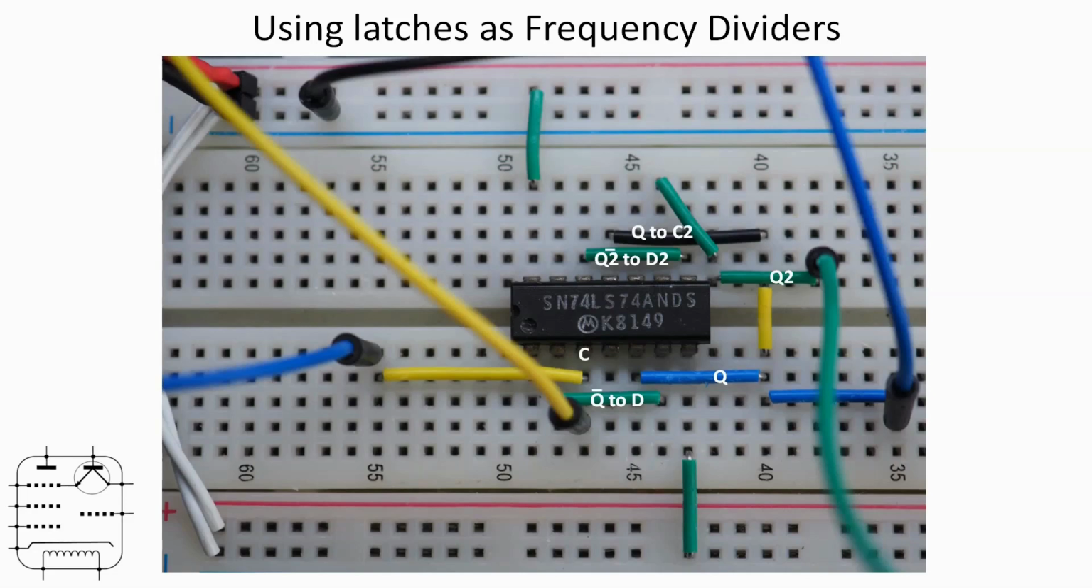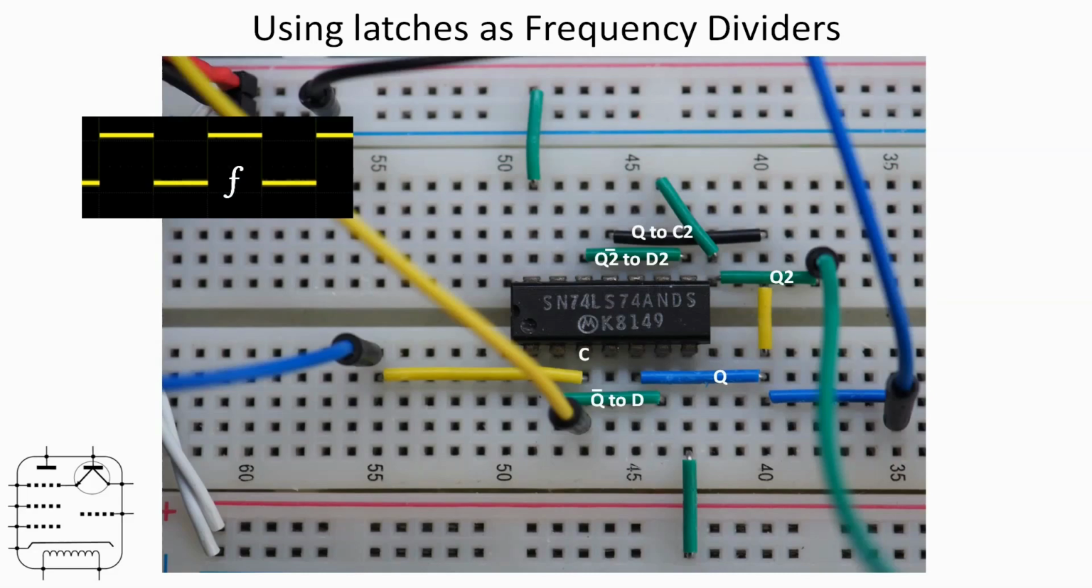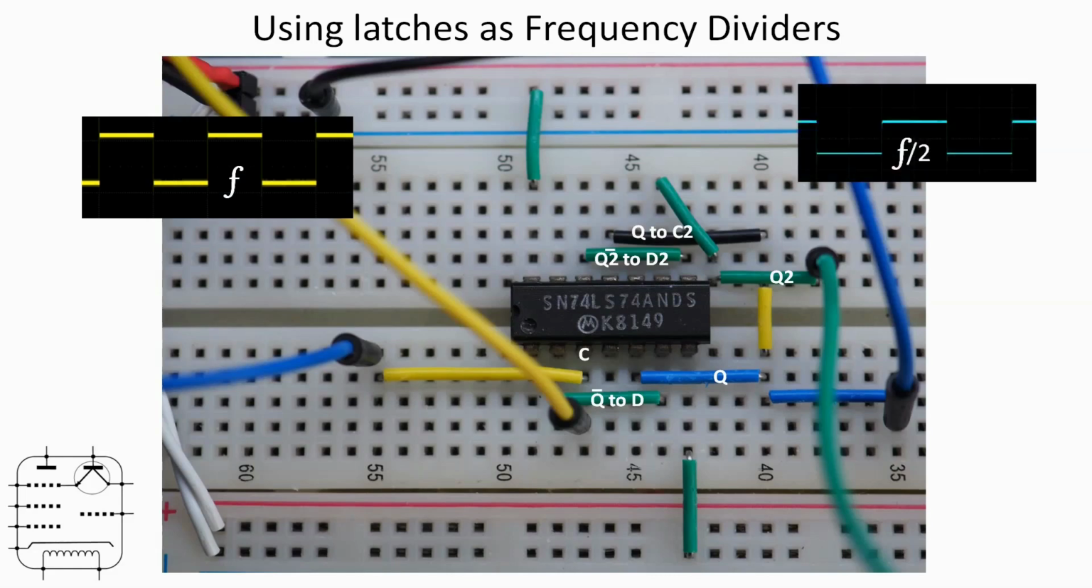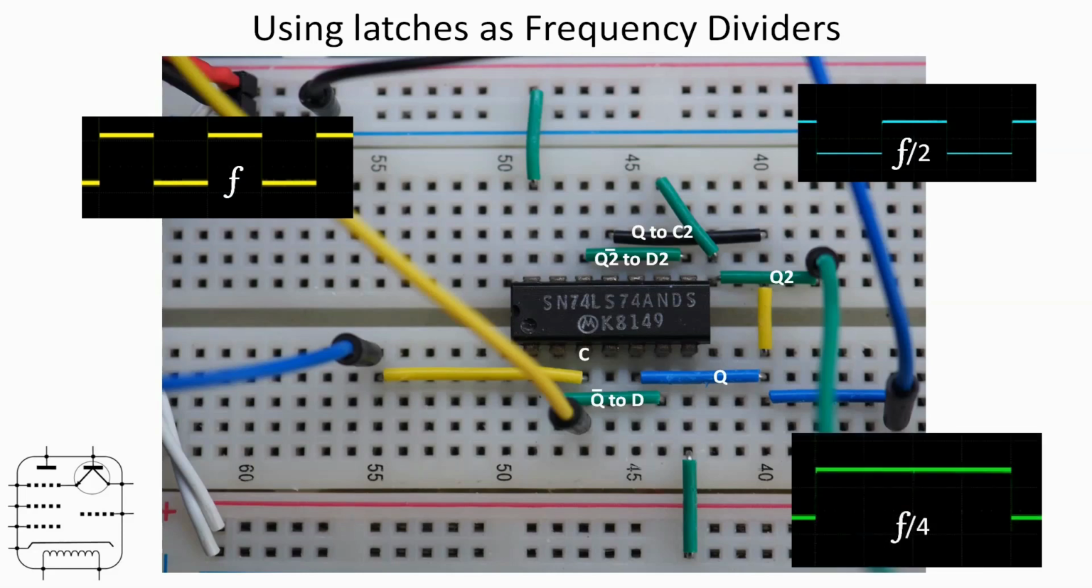The signal comes in on the left hand side on the blue jumper wire onto the yellow lead that goes into C, and we'd expect that to be the frequency F, whatever we select that to be. If we then look at the output of the Q, which is the first latch, we should get the frequency divided by 2. You can hopefully see there's two divisions between the pulses rather than one. And then finally the green wire that comes off Q2 should give us the frequency divided by 4. That's how it works anyway. So that's the theory. Let's now go and have a look at that on the breadboard.